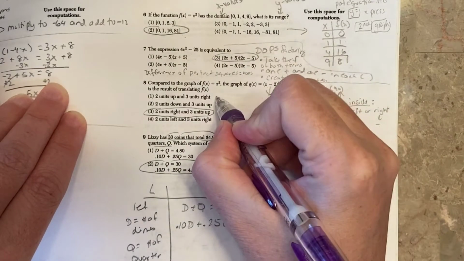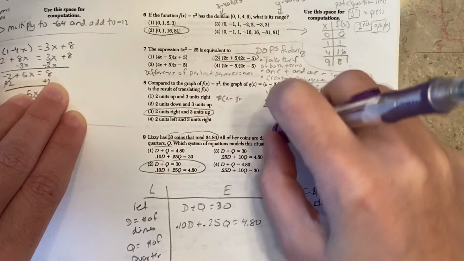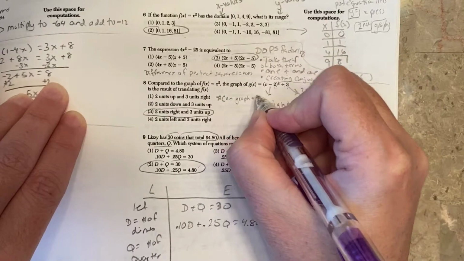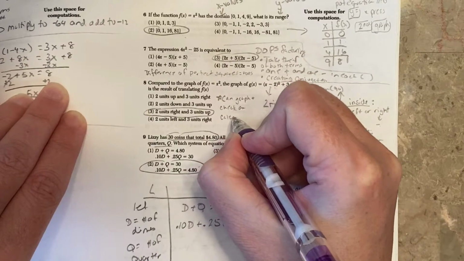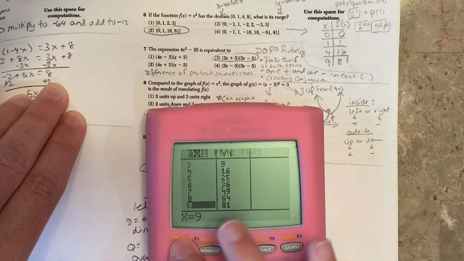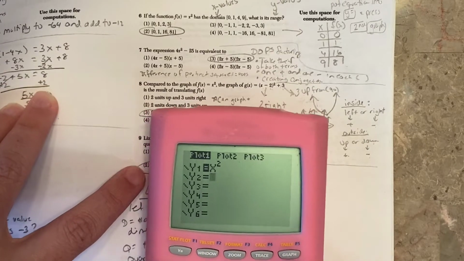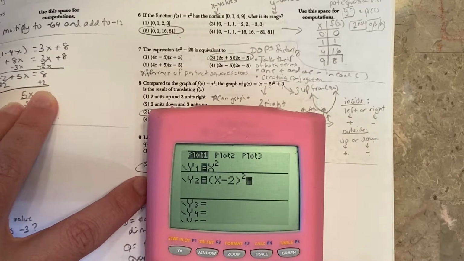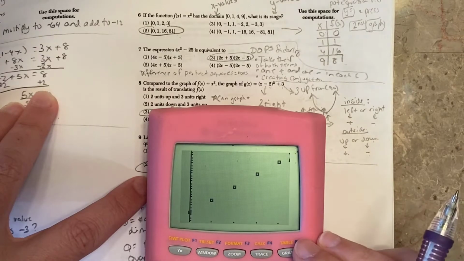I'm going to write also can graph and check on calc. So what you would do is you go to y equals, you'd put in your original, which I happen to already have in there, x squared, and then you put the new one, x minus 2 squared plus 3.